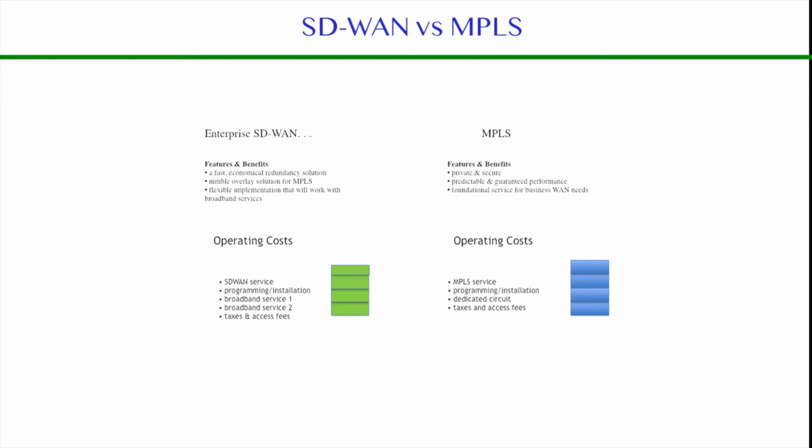Finally, let's take a look here as we just highlight the benefits between SD-WAN and MPLS. Again, with SD-WAN, you have a fast and economical redundancy solution. It's a very nice complement to MPLS when you need service connectivity to your network in a pinch. Because SD-WAN is carrier agnostic, you can use any different kind of broadband service and get a connection up and running for your network. MPLS, on the other hand, as we mentioned, is a private network. Therefore, it's more secure. Because it's using dedicated circuits, you have a predictable and guaranteed performance.